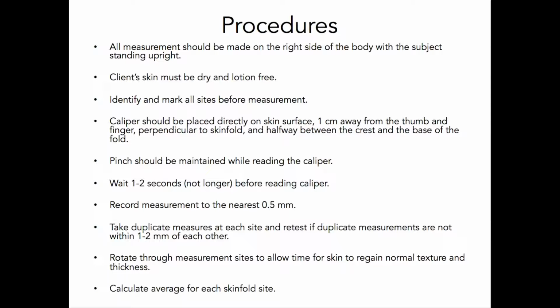Place your caliper directly on skin surface and perpendicular to skin fold. Maintain the pinch while reading caliper. Do this within 1 to 2 seconds and record your measurement to the nearest 0.5 mm. Take duplicate measurements at each site and retest if measurements are not within 1 to 2 millimeters of each other. Remember to rotate through measurement sites to allow time for skin to regain normal texture and thickness. Finally, calculate the average for each skin fold site.